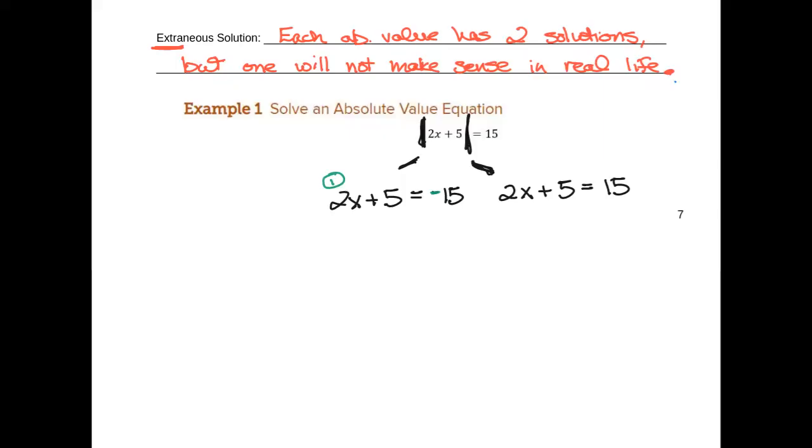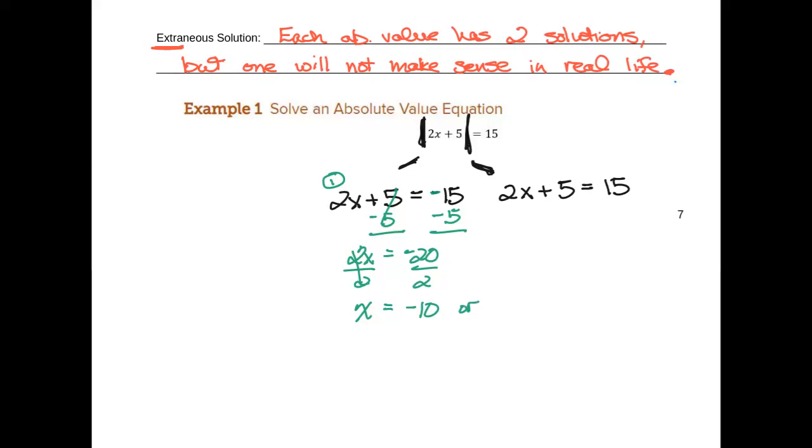So if I were to try to solve this equation, you subtract 5 over here. The 5's cancel out. 2x is equal to negative 20. Divide by 2, and you get x is equal to negative 10. That's one of your solutions.